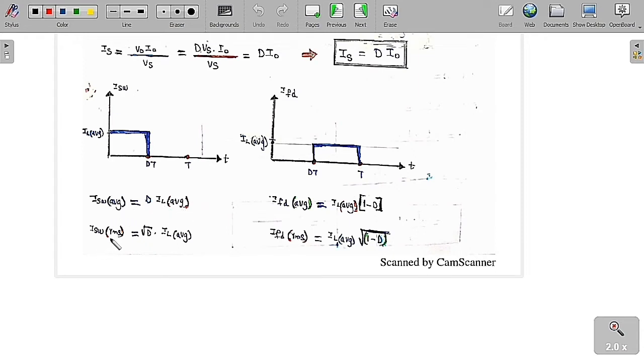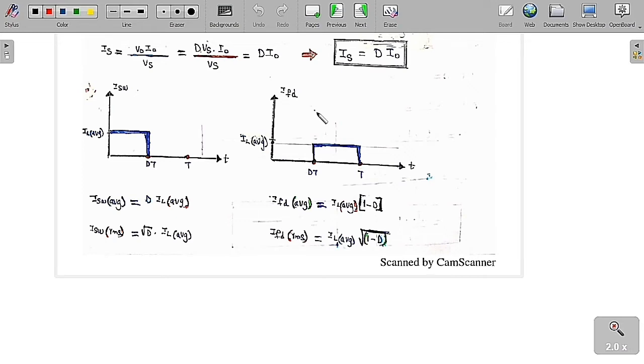Similarly, the RMS value of the switch current is IL average into under root over dT by T. So we get under root over D into IL average. This is the RMS value of the switch current. Similarly, I want to draw for the freewheeling diode.